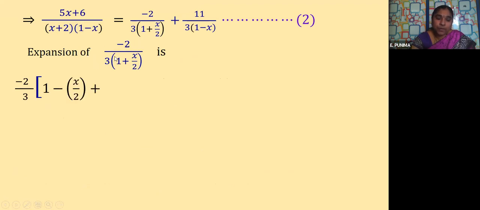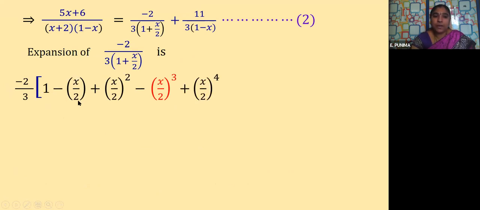So first, this minus 2 by 3, which is a coefficient outside, I'm writing it outside, into 1 minus x by 2 plus x by 2 whole square minus x by 2 whole cube plus so on, plus x by 2 whole to the power of 4 minus x by 2 whole to the power of 5, so on. So what is it, children? It is now in the form of 1 by 1 plus x. Do you remember that one?